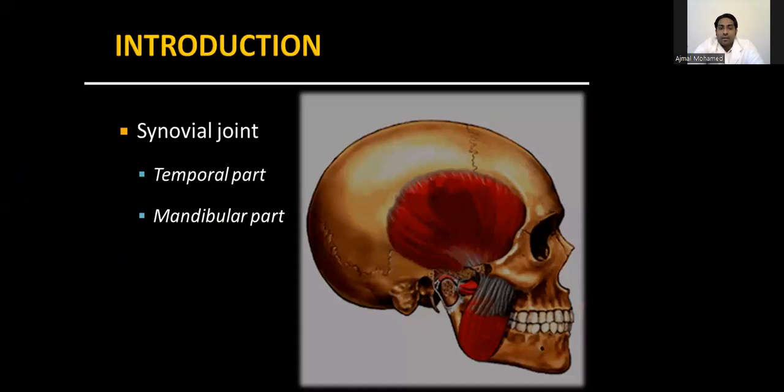As I said earlier, the temporomandibular joint is a synovial joint of condylar variety that consists of two parts. One is the temporal part and the other one is the mandibular part.